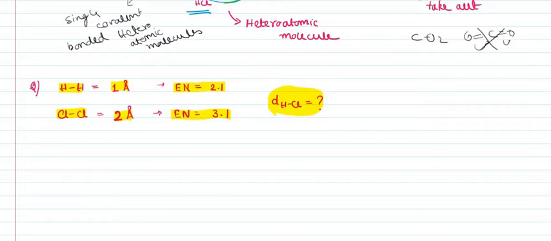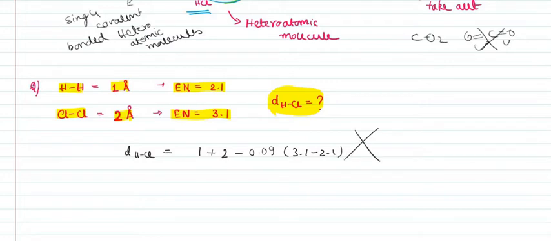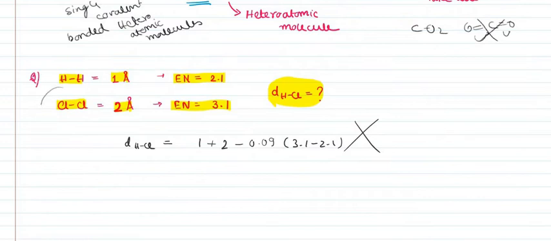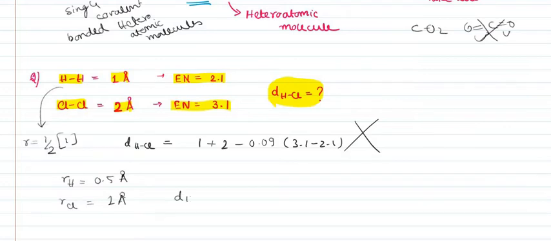Very simple, just apply the formula. DHCl would be equal to what? 1 plus 2 minus 0.09 into 3.1 minus 2.1. Is it like this? Will it be like this? No, completely wrong. We have to take the radius. This is the distance. What will be the radius? Will be half of the distance between the two molecules, half of 1. So radius of hydrogen will come out to be 0.5 angstrom and radius of chlorine will come out to be 1 angstrom. Now we can put it in the formula.